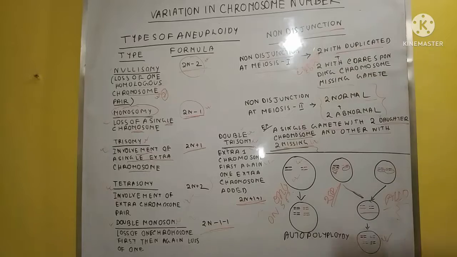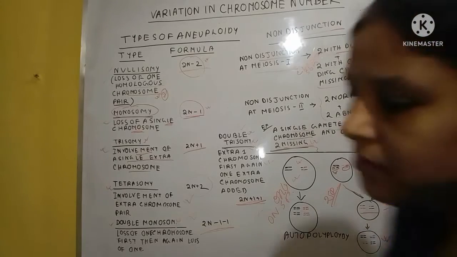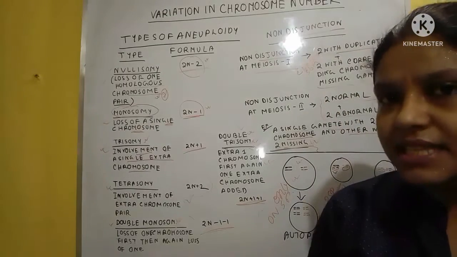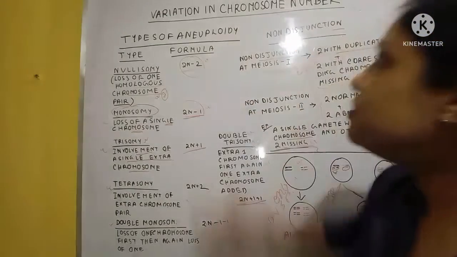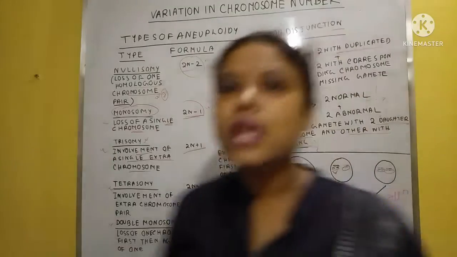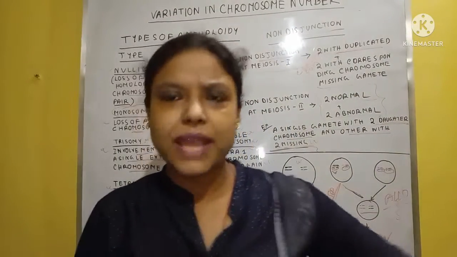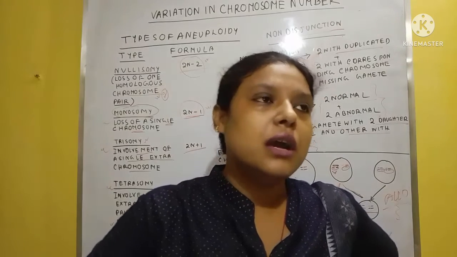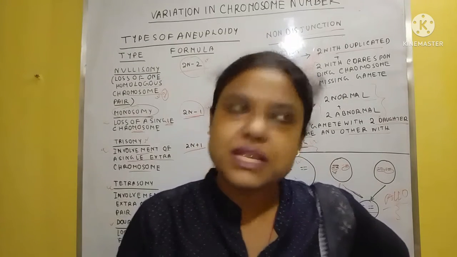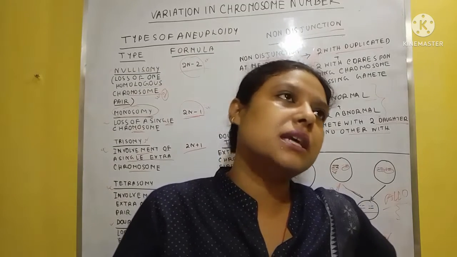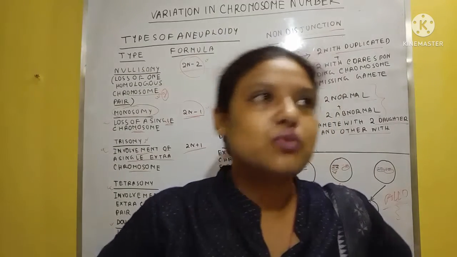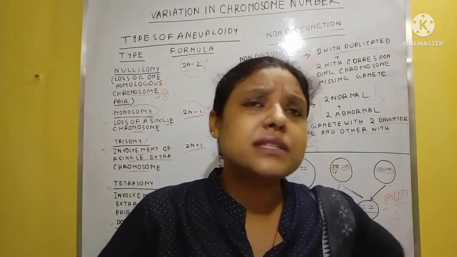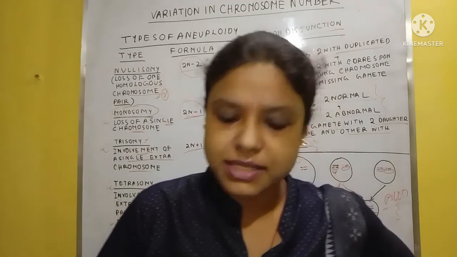Clear? So these are the variations in chromosome numbers. In my next video I will discuss the diseases created due to this variation in number. The normal chromosome number is obviously 2n, but if this situation arises, then it is abnormal, and in this abnormal situation we can see genetic diseases, which I will discuss in my next video.